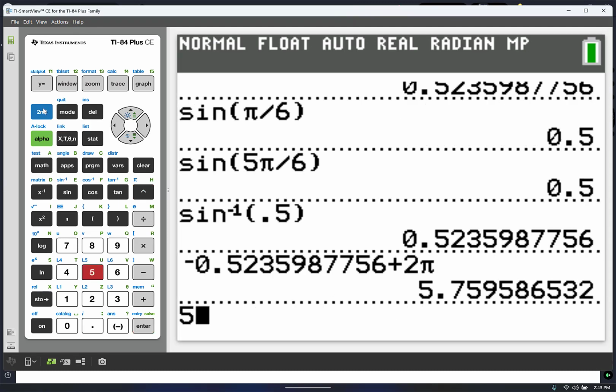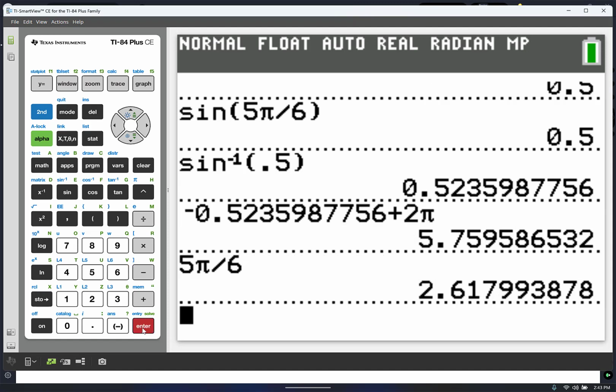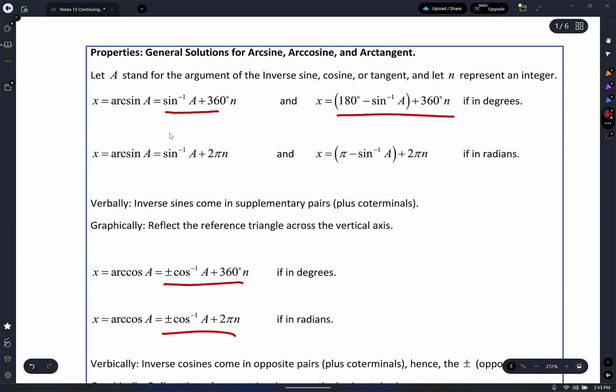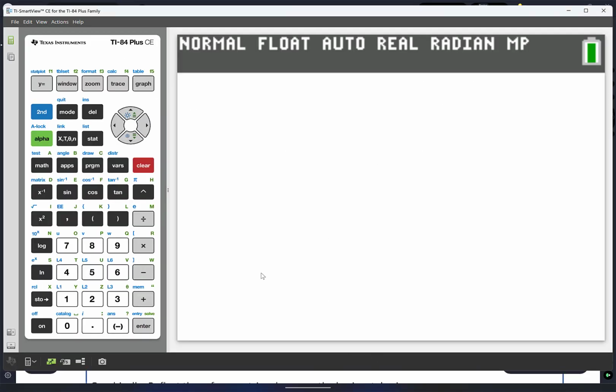Look, 5 pi over 6 is that decimal. Do you see how it doesn't work? Like, no matter how hard you try, but look what does work. Look what my formula says here, and you'll see figured out real quick just by looking at the unit circle. This says here that I can get my second answer. Look what it says. Arc sine of a plus 2 pi n. It says I can get my second answer by putting pi in the front minus arc sine plus 2 pi n. So let's see if I do that. See if I get that answer.